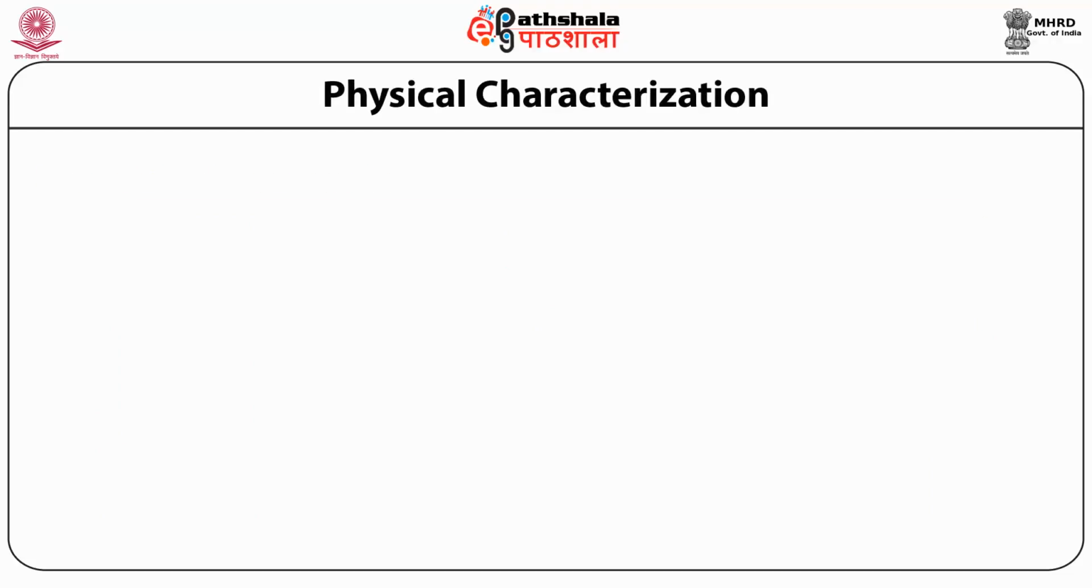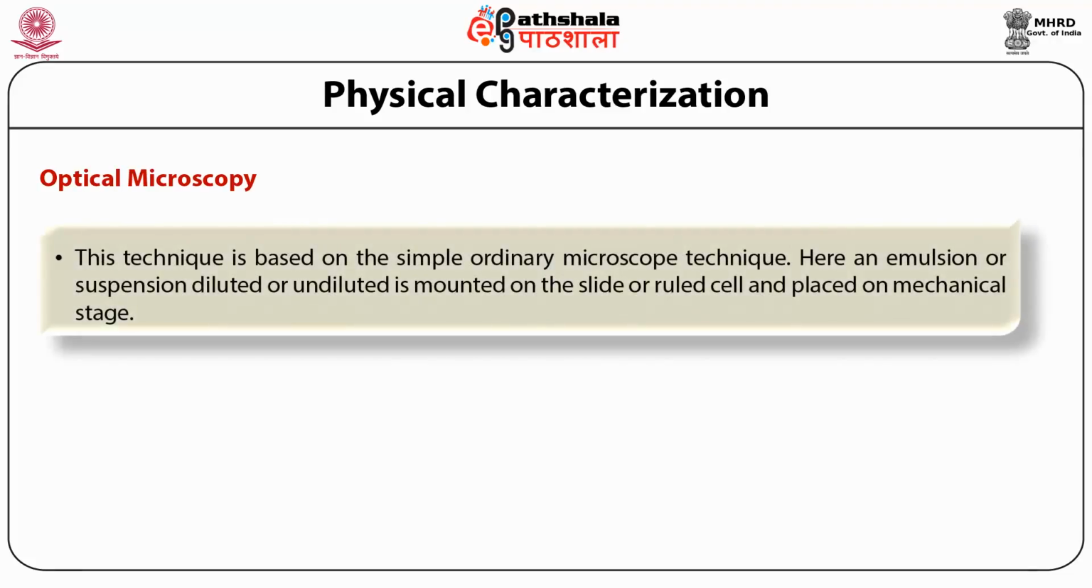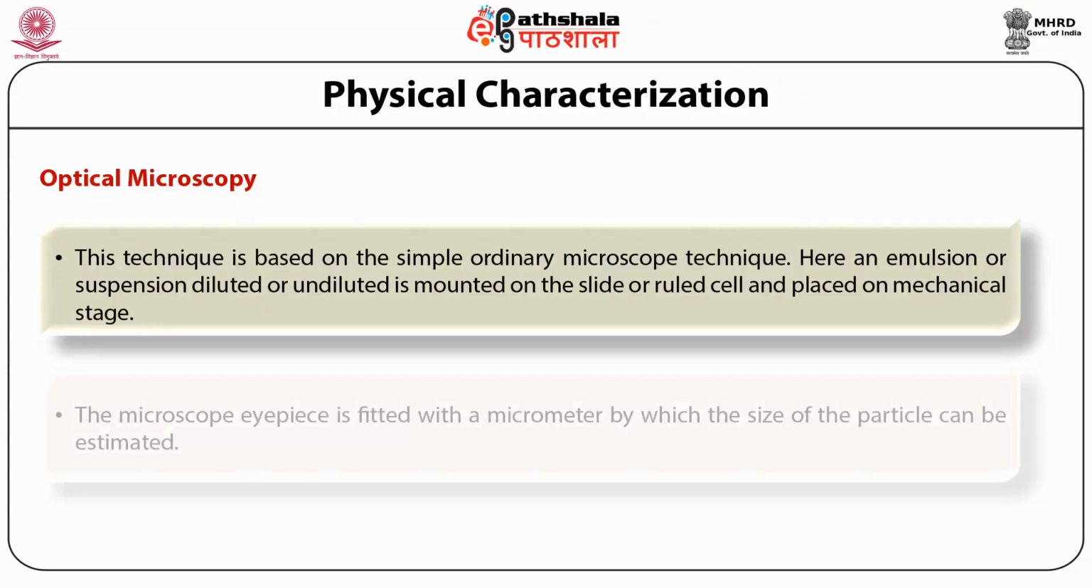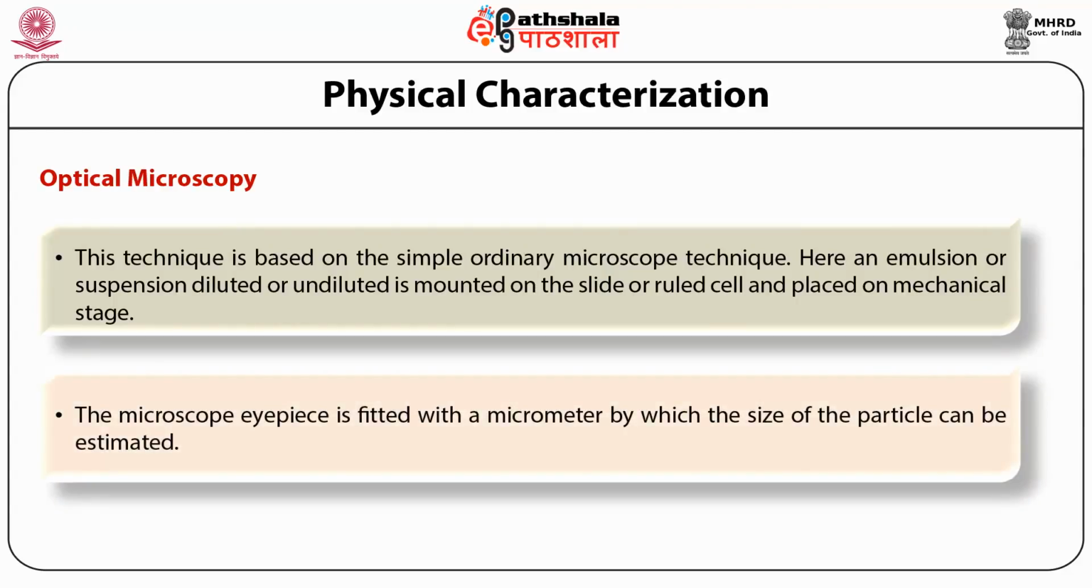Physical characterization, under this, optical microscopy. This technique is based on the simple ordinary microscope. Here, an emulsion or suspension, diluted or undiluted, is mounted on the slide or ruled cell and placed on a mechanical stage. The microscope eyepiece is then fitted with a micrometer by which the size of the particle can be estimated.